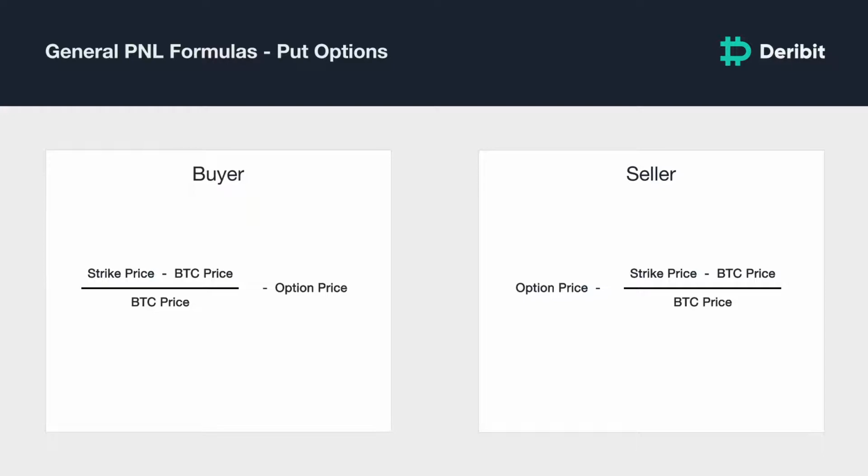You should now be able to calculate profit and loss for any option position on Deribit, for both buyer and seller. For positions with multiple legs, the total P&L is equal to the sum of the P&L of each of the options contained within it.